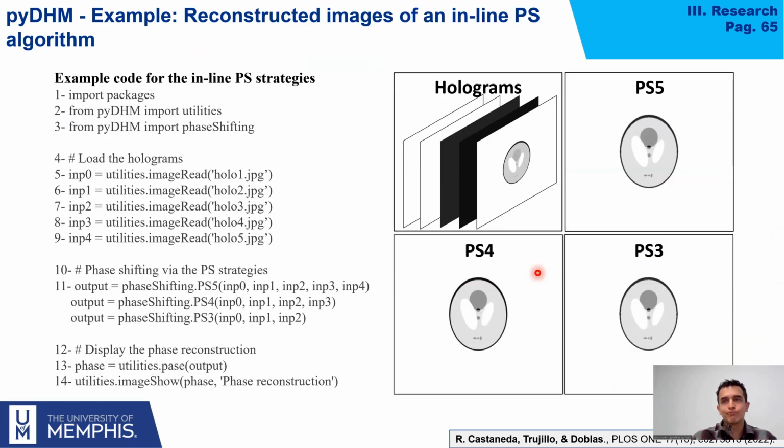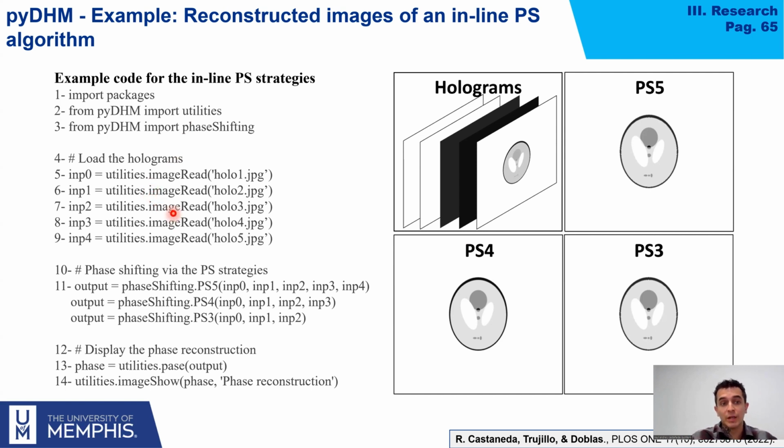This is an example of how to implement the phase shifting package. The first task, of course, is to import the library, the utility package and, in this case, the phase shifting package, and read the holograms. In this case, I am reading 5 holograms.